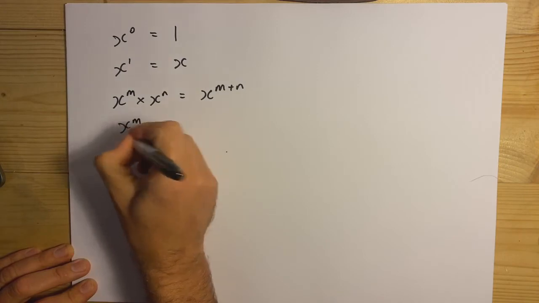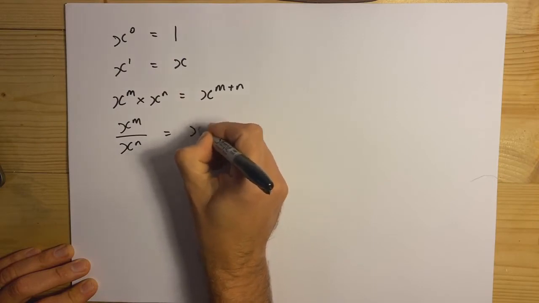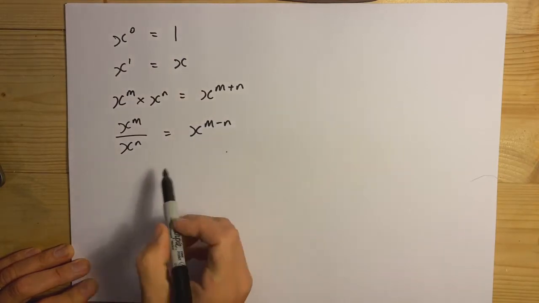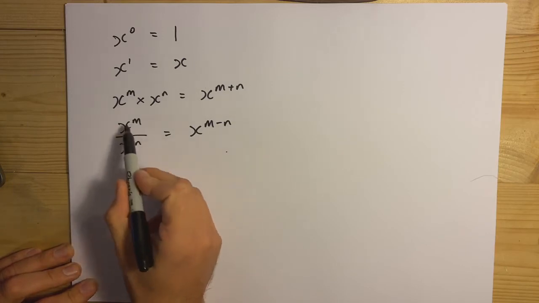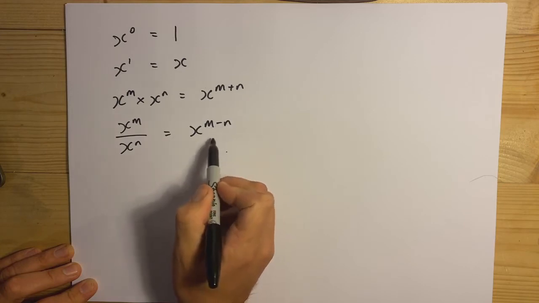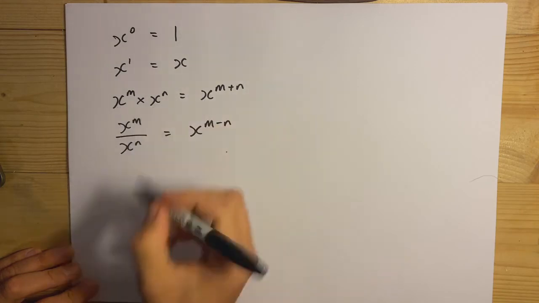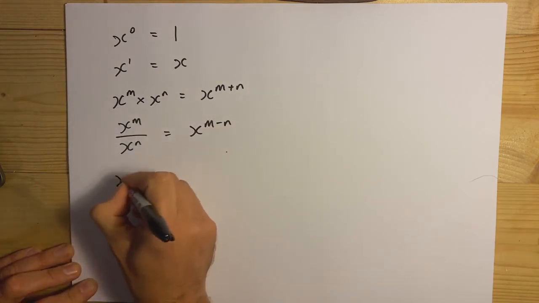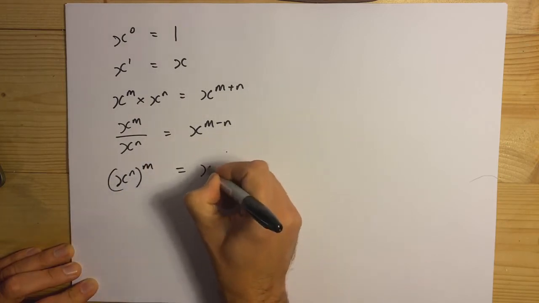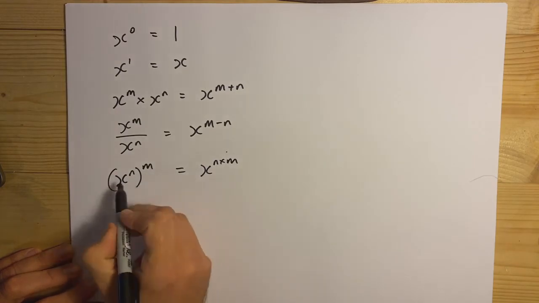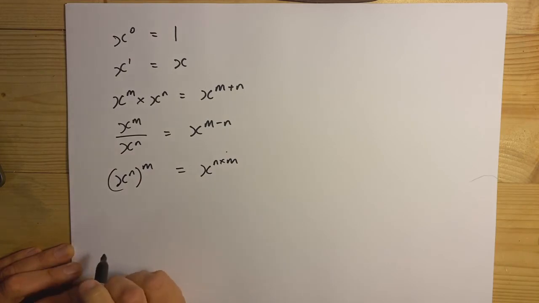Similarly, x to the power m over x to the power n, if you remember that from last time, that's the same as x to the power m minus n. So x cubed divided by x squared is the same as x to the power 3 minus 2, which is x to the power 1. All right, so divide, we subtract, multiply, we add. You may also remember this one as well. So x to the power n to the power m equals x to the n times m. So if that was x squared cubed, that would be x to the power 6.